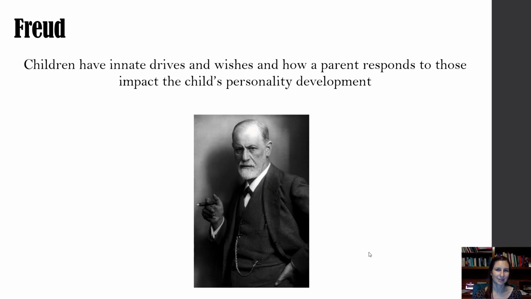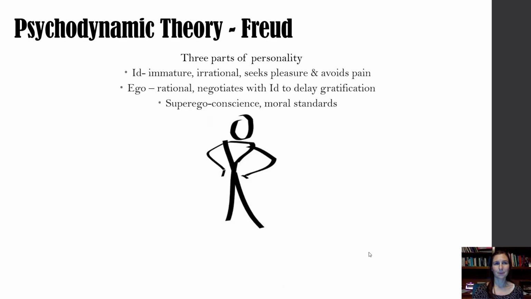So Freud is probably the best known psychodynamic theorist, and he suggests that children have innate drives and wishes, and how a parent responds to those impacts a child's personality development. Freud and your other psychodynamic theorists suggest that, like I mentioned earlier, your personality develops very early in childhood, and when you get to be an adult, it doesn't really change. So let's talk about Freud. Freud's theories were based off of sex and aggression, so you guys are going to see that play through as we start to talk about Freud's theories of personality development.